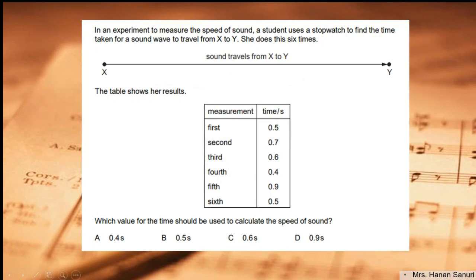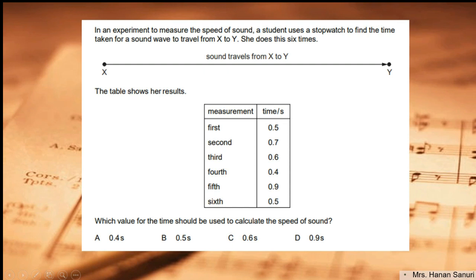In an experiment to measure the speed of sound, a student uses a stopwatch to find the time taken for a sound wave to travel from X to Y. She does this 6 times. The table shows her results, measurements of the time. Which value for the time should be used to calculate the speed of sound?